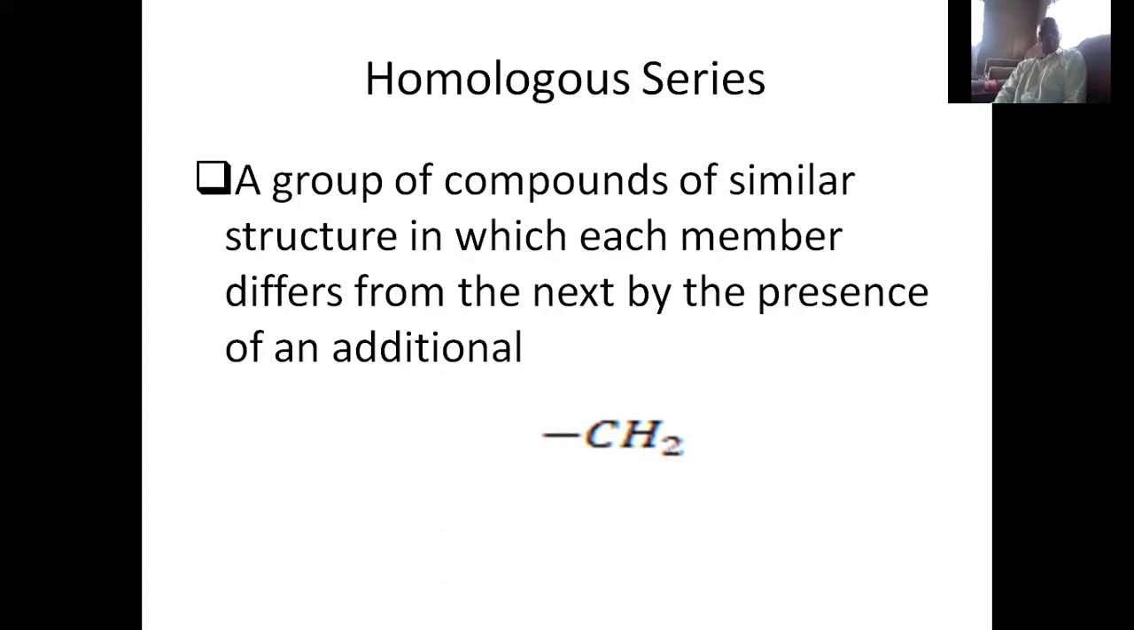Homologous series are a group of compounds of similar structure in which each member differs from the next by the presence of an additional CH2. So in a compound, the one which follows will differ by CH2. They will differ where there is an increase in one carbon as well as two hydrogen atoms. And so that's what's known as the homologous series.